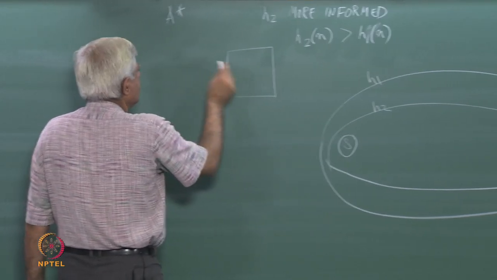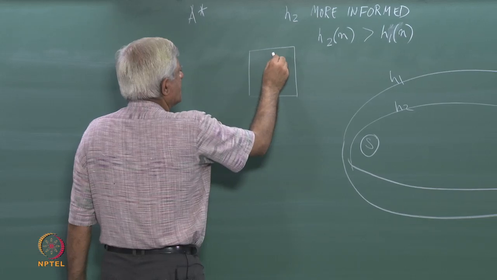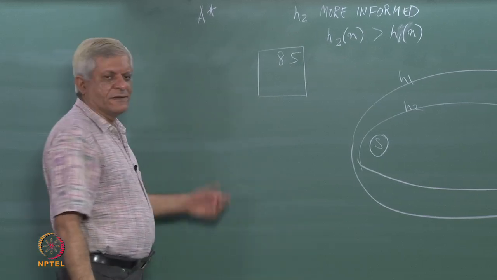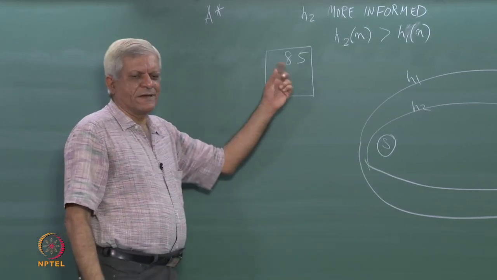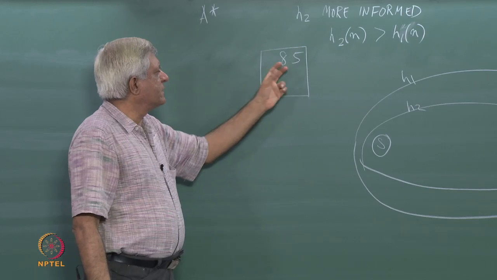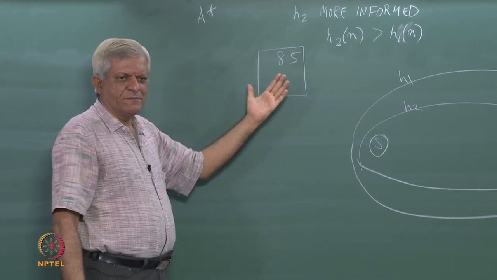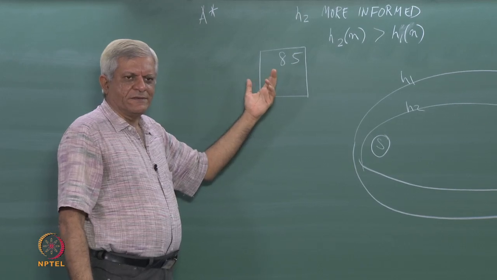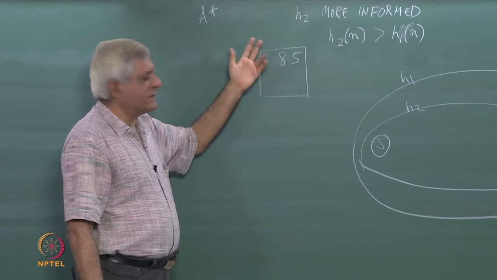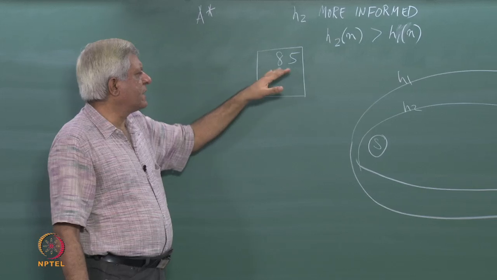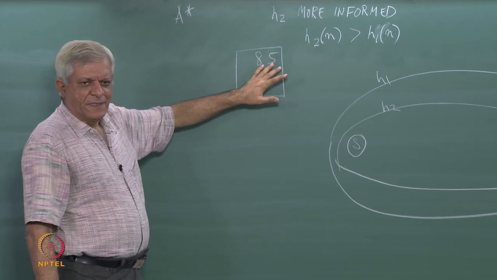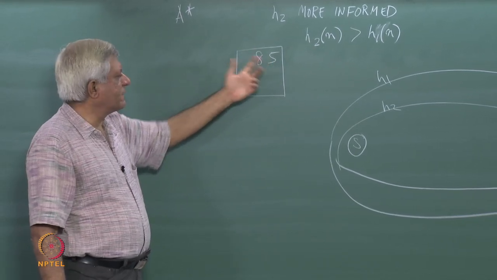So, for example, in the 8 puzzle, it has been observed that if there are two tiles, let us say 8 and 5, and they should be reversed, let us say in the goal situation, that 5 and 8 are here, but they should be 5 and 8 instead of 8 and 5. Then one of the functions that we saw was to simply count how many tiles are out of place, in which case 2 tiles are out of place, both 8 and 5 are out of place.